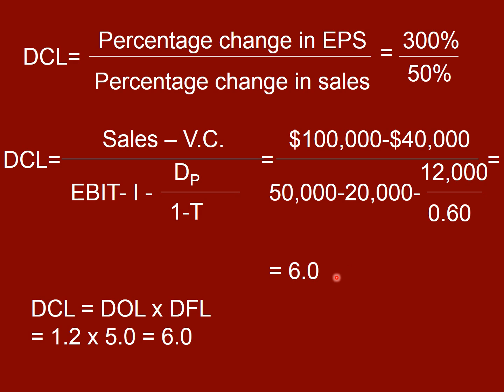There's actually a third way we can find the degree of combined leverage, and that is to multiply the degree of operating leverage and financial leverage. We found on the previous slide that the degree of operating leverage in the Cables Incorporated example is 1.2. The degree of financial leverage is 5.0, and so the degree of combined leverage would be 6. So you get the same answer all the way through.